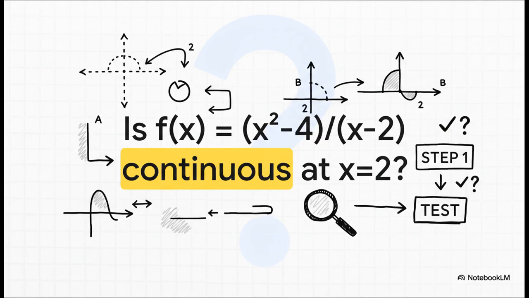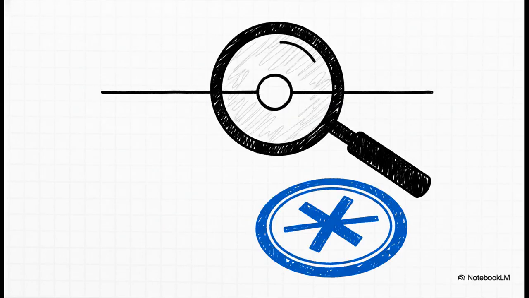Step 1. Does the point even exist right there at x equals 2? And boom, we stopped it on the very first step. When we try to plug 2 into that function, we end up with 0 divided by 0. That's a huge red flag in math. It's undefined. It means there is literally no point on the graph at x equals 2. Case closed. This function is discontinuous.